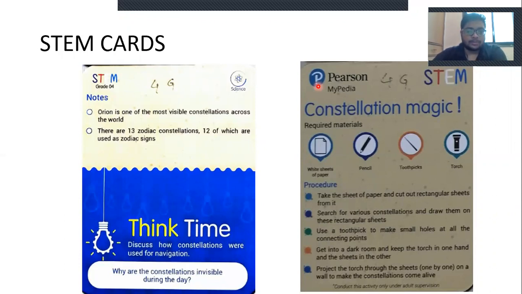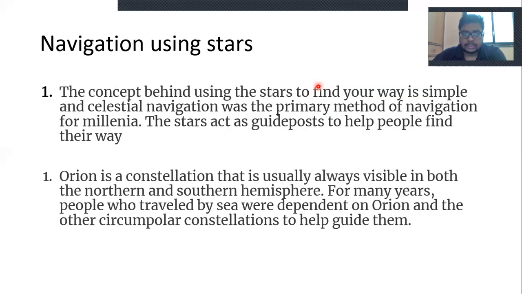Now, think time for all of you. Many years ago, constellations were used for navigation. Navigation means finding the correct path, so constellations were used to find the correct path. How? Let us see. The concept behind using the stars to find your way is simple. These stars act as guideposts to help people find their way. How is this true? Let's see.